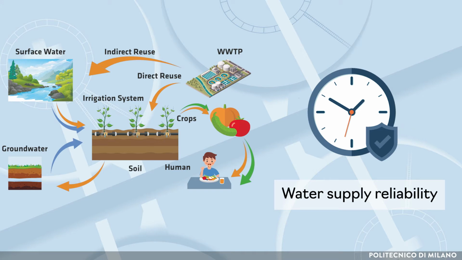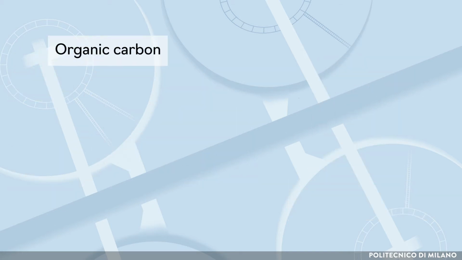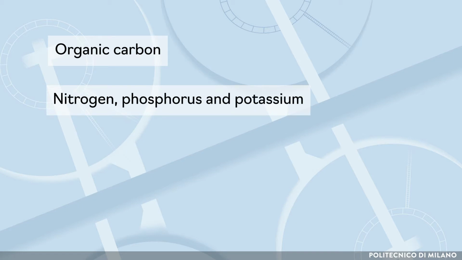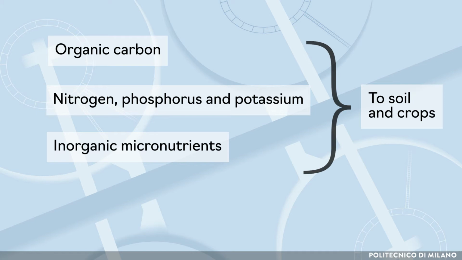Regarding the quality aspects, wastewater has an important content of nutrients and hence high potential to be used in agricultural irrigation because it supplies organic carbon, nutrients such as nitrogen, phosphorus and potassium, and inorganic micronutrients to soil and crops, which would otherwise be provided through chemical fertilizers. Overall, wastewater reuse has the potential to reduce the application of chemical fertilizers.